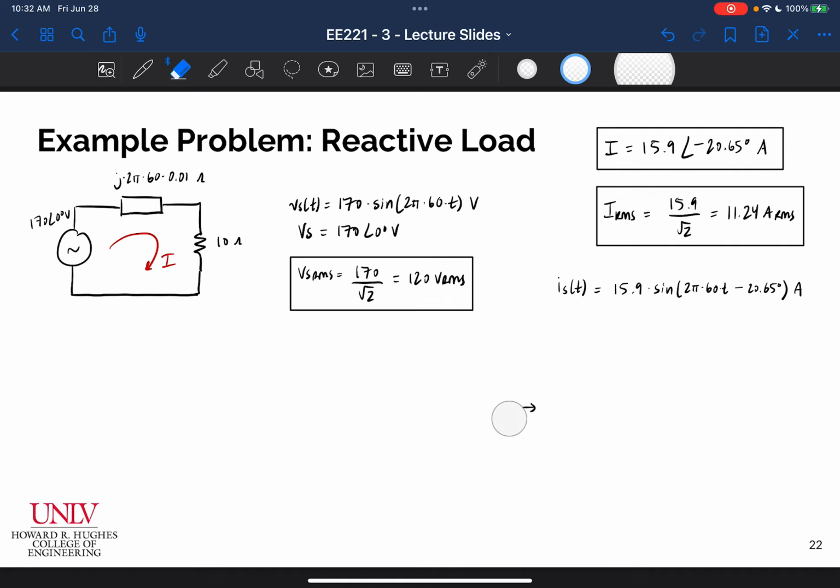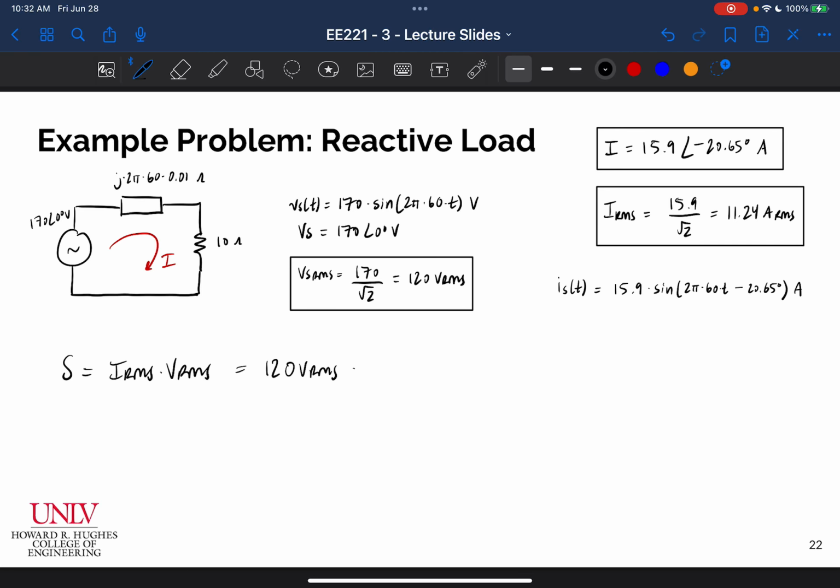So we got our voltage stuff, our current stuff, and what we wanted to do was find the average power and the apparent power. The apparent power is super easy to calculate, right? It's just IRMS times VRMS, and we have both of those quantities. So let's say that the apparent power is going to be 120 volts RMS multiplied by 11.24 amps RMS. Looks like it says arms, but it is amps RMS.